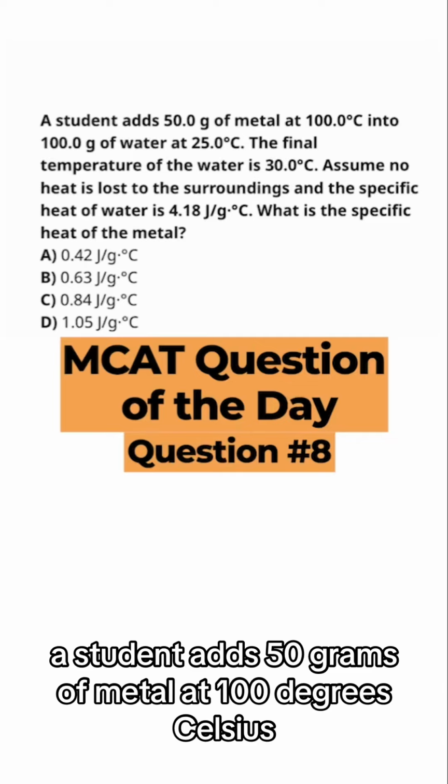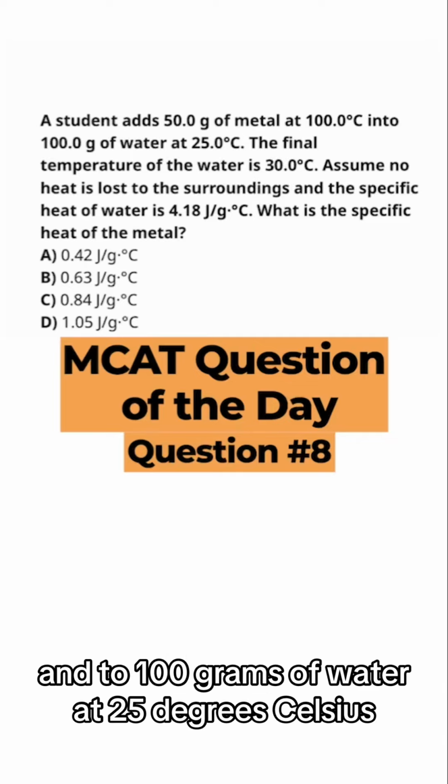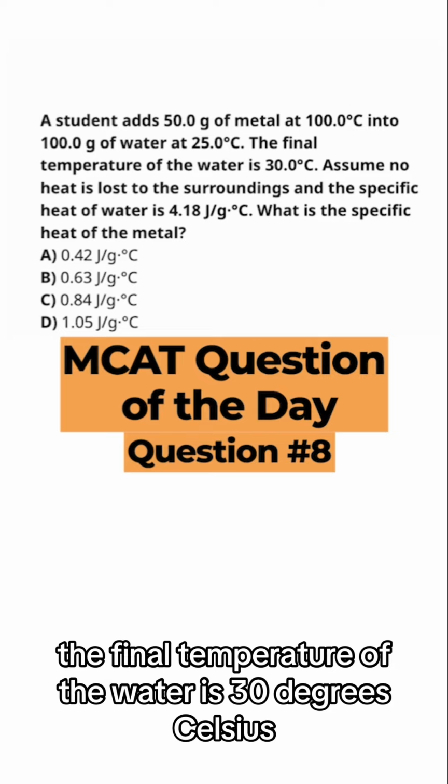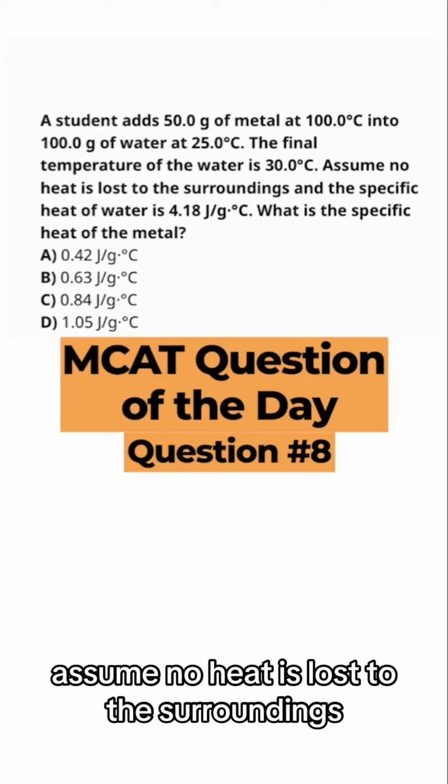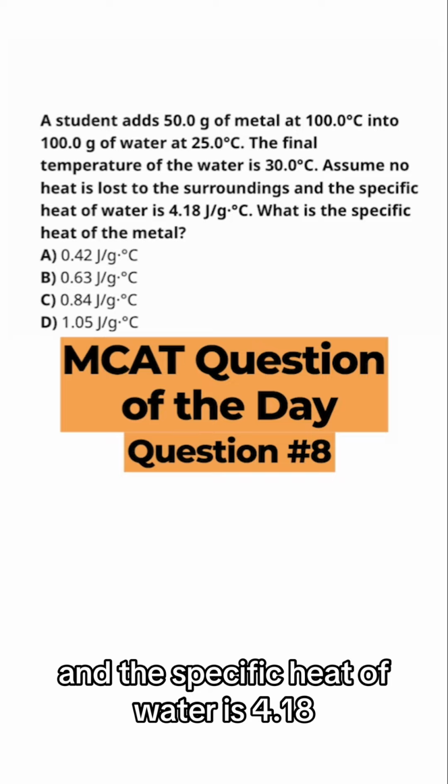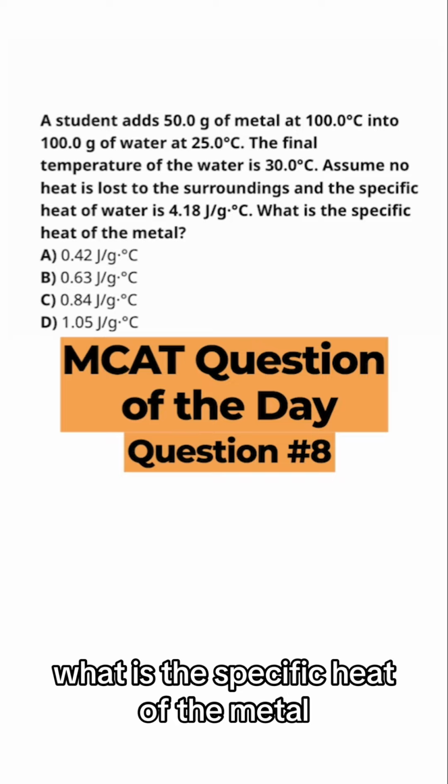A student adds 50 grams of metal at 100 degrees Celsius into 100 grams of water at 25 degrees Celsius. The final temperature of the water is 30 degrees Celsius. Assume no heat is lost to the surroundings and the specific heat of water is 4.18. What is the specific heat of the metal?